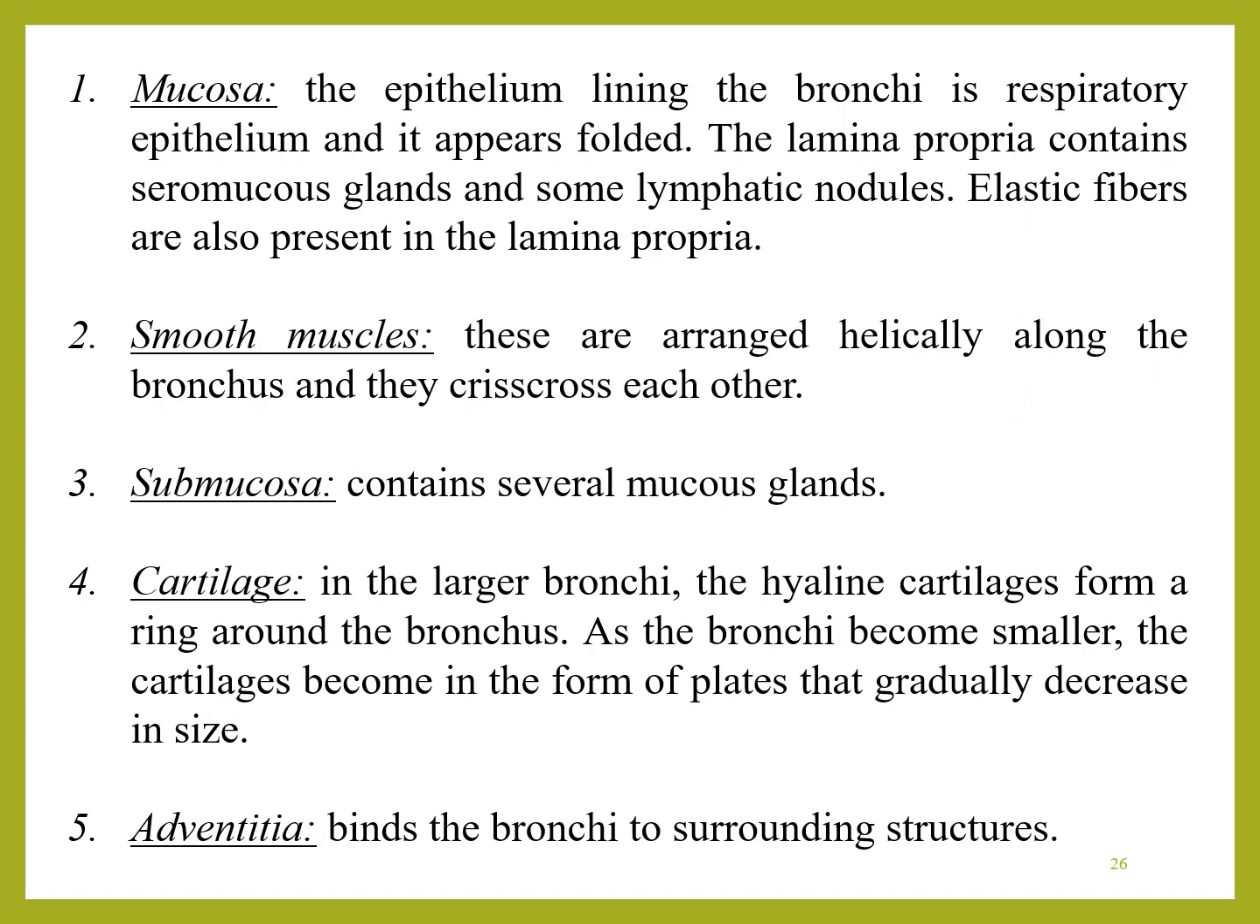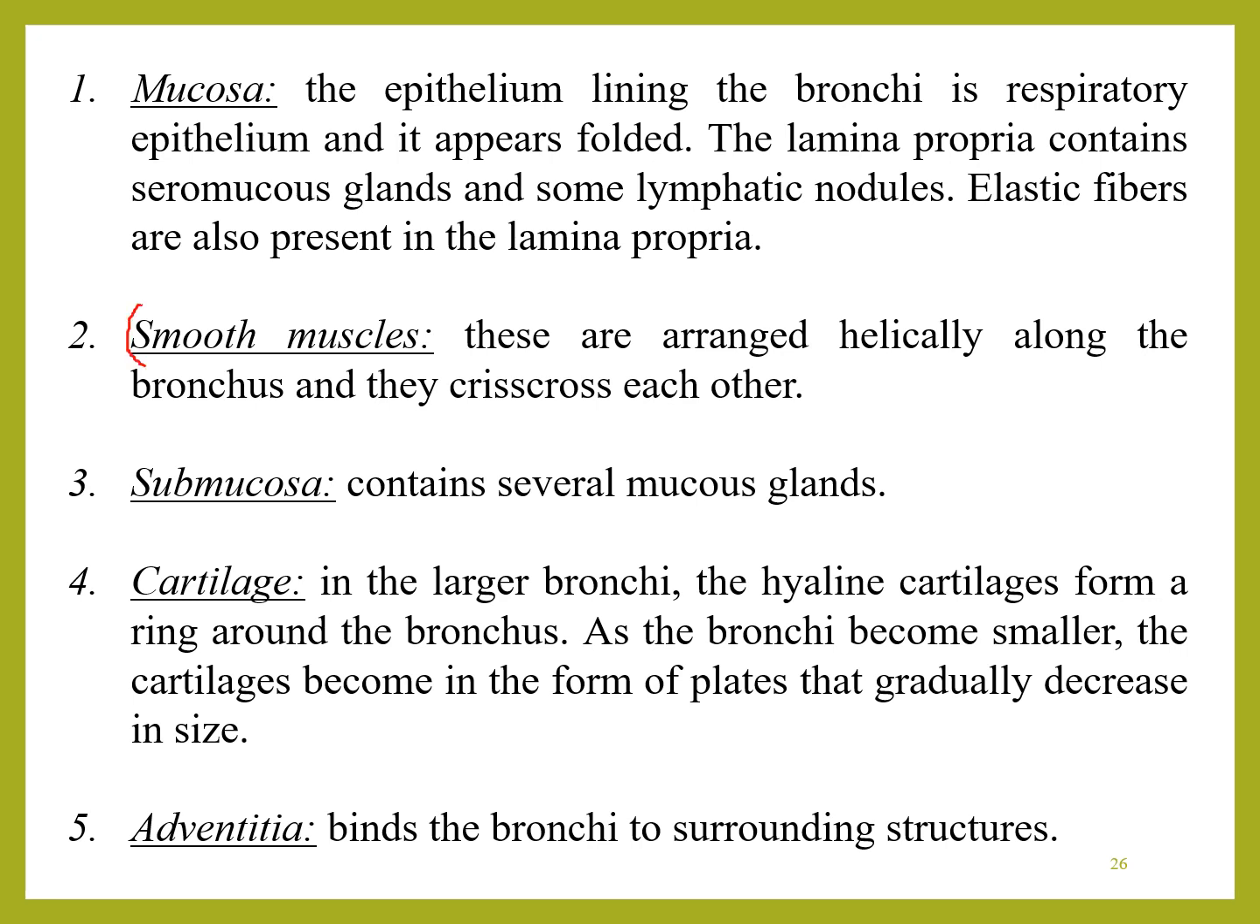So the wall of the bronchi has the following layers: mucosa, smooth muscles, submucosa, cartilage, and adventitia. The mucosa is respiratory epithelium with underlying lamina propria. Lamina propria is ordinary, just like everywhere else we talked about, with some mucous glands and some lymphatic nodules. Elastic fibers are also present in this lamina propria.